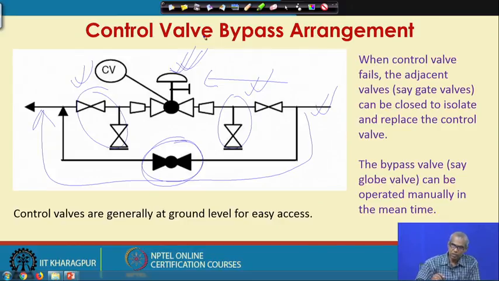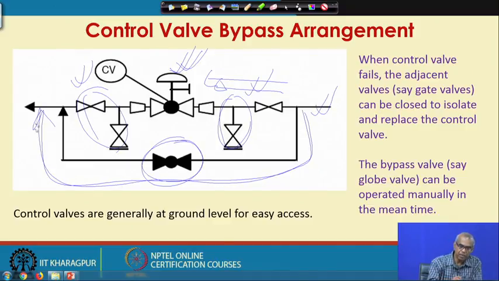So, what you do is these two valves, which may be gate valves, can be used to close the flow through this line, and then we can isolate the control valve for replacement. In the meantime, the normal flow will be there along this bypass line, and this valve, which may be a globe valve, can be operated manually. Control valves are generally at ground level for easy access.